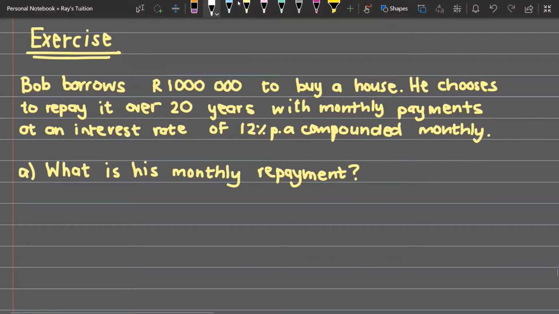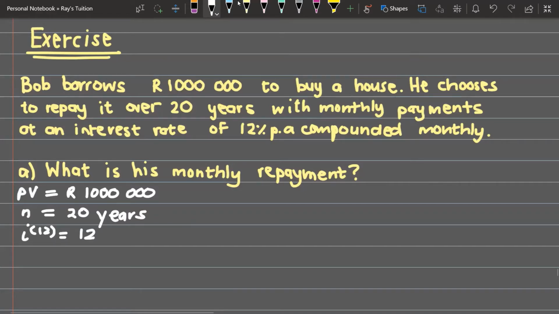So we know that the present value, how much he's borrowed, is R1 million. We know that the number of years that he'd like to pay it off is 20. The interest rate is 12% per annum, so 0.12. And we would like to know what are the payments that he's making.